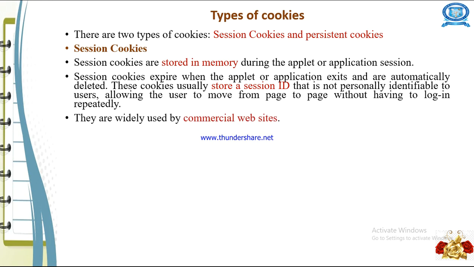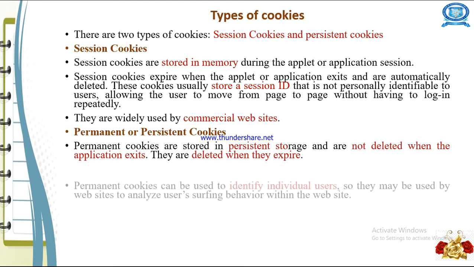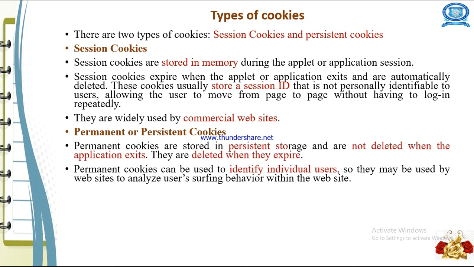They are widely used by commercial websites. Second, the persistence cookie, also called a permanent cookie. A session cookie is a temporary cookie, used only for the session time. This one is a permanent cookie.